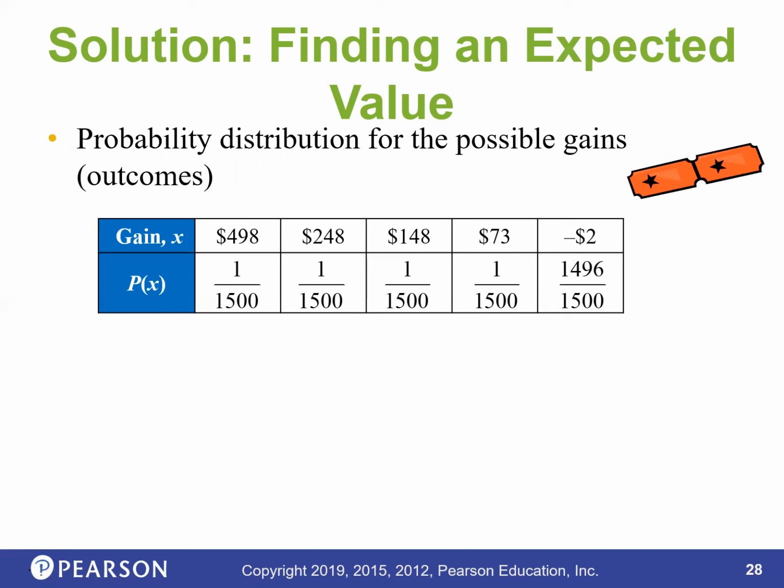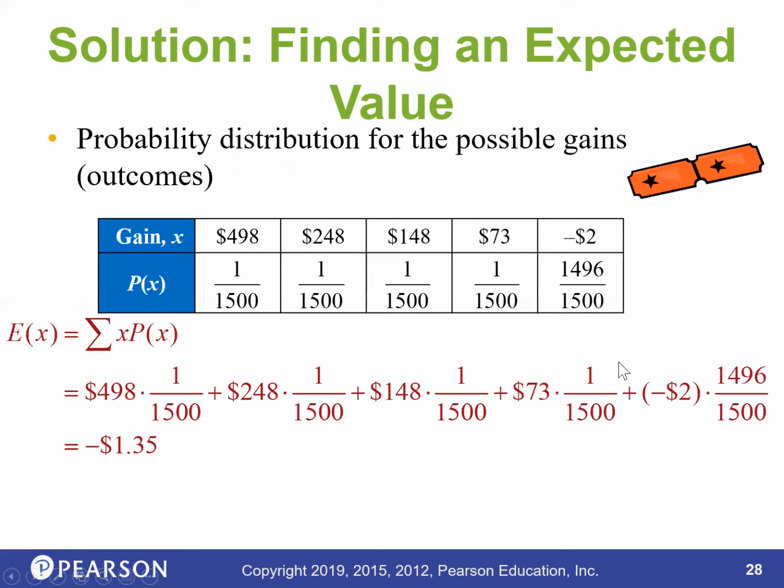So the formula says my expected value is, add these guys up: multiply and add them up. So if I do that, here it is. I'm going to take the first gain, multiply it times my probability of winning it. Take the second gain, multiply by the probability of winning that one, third one, fourth one, and then of course my -$2 and my probability of getting that one. Adding it all together, I get myself a $1.35 negative.